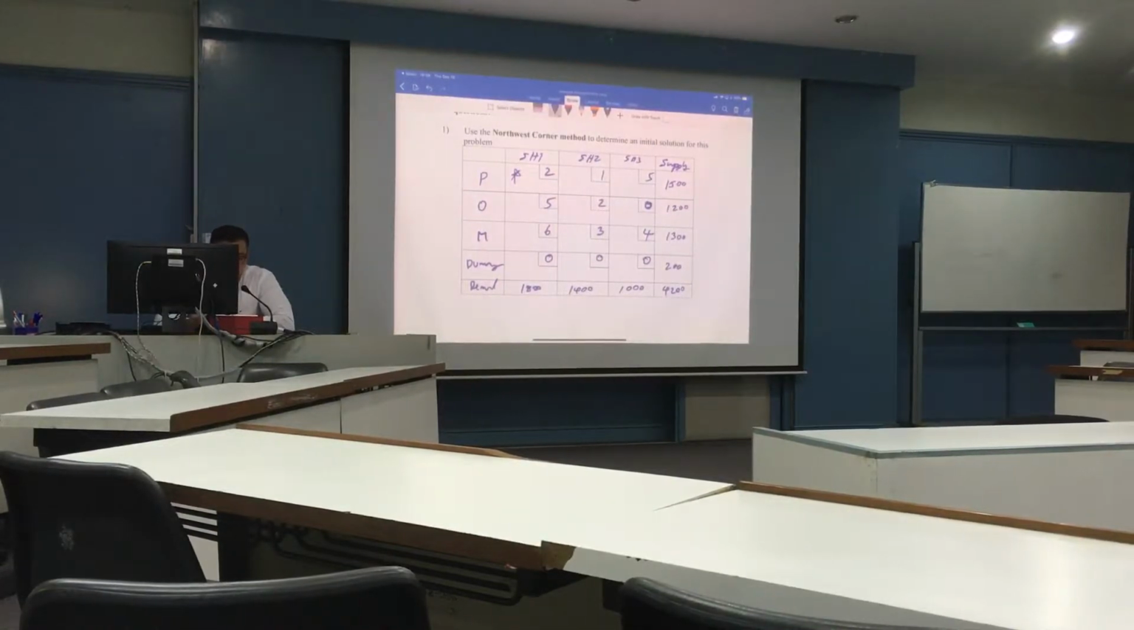For cell 1, 1, once again, compare supply and demand, 1,500 to 1,800. So the lower one is 1,500, right? So below 1,500, we have remaining demand. The next cell that I need to move to is the bottom cell. Comparing supply 1,200 and demand 300, we can install 300.